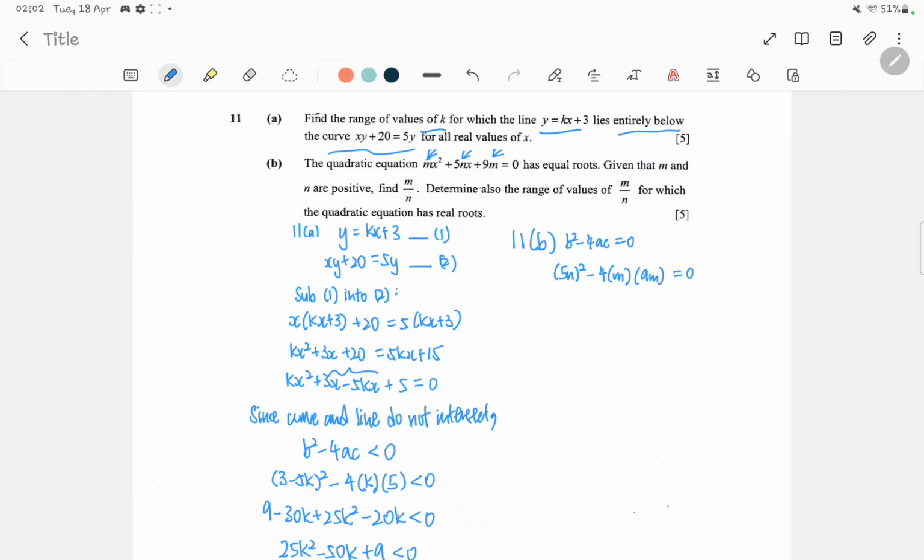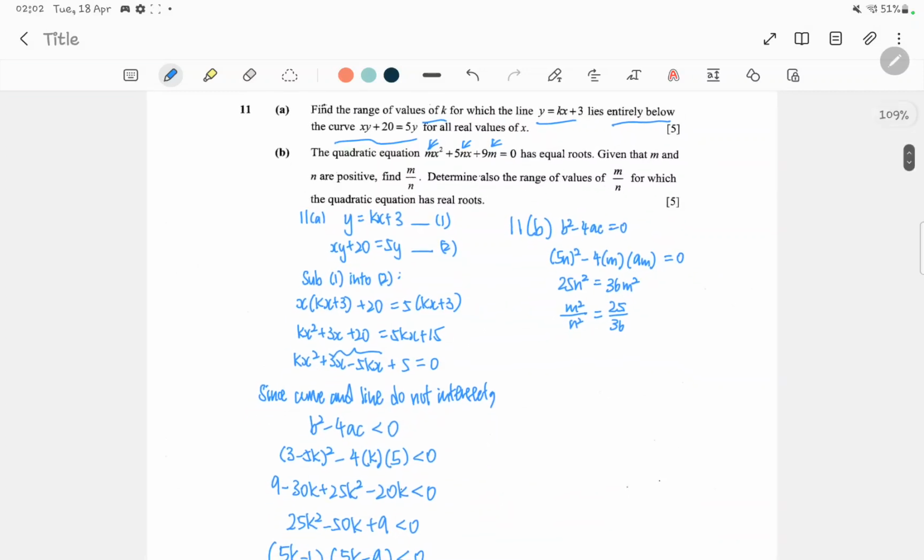So this is equal to 0. Simplifying, we get 25n squared equals 36m squared, which means m squared over n squared is equal to 25 over 36. So take the square root on both sides. We get that m over n equals 5 over 6, or m over n equals minus 5 over 6.